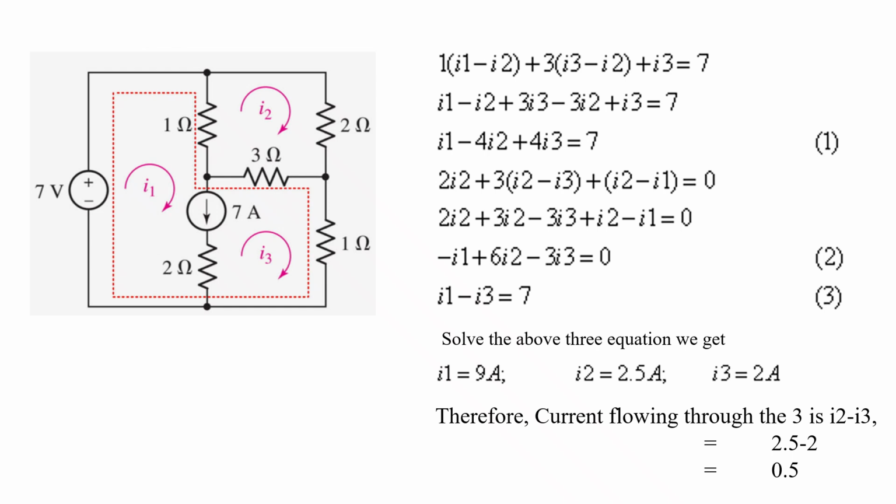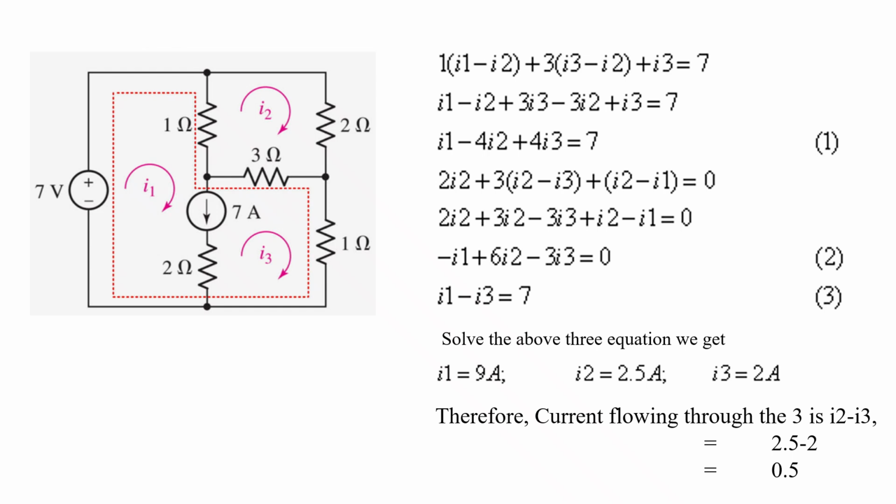So once again applying KVL to I2: 2 I2 plus 3 times (I2 minus I3) plus 1 times (I2 minus I1), since the current direction is opposite, equal to 0. Since there is no voltage source here, we put this as 0. Once again expand the equation and simplify, then we will get equation number 2: minus I1 plus 6I2 minus 3I3 equal to 0.